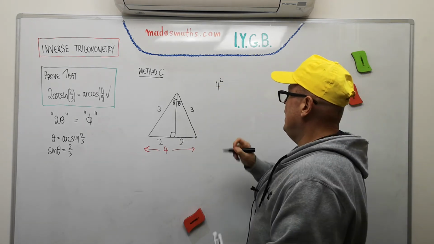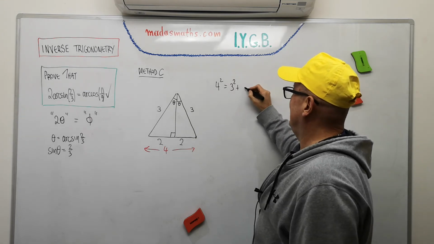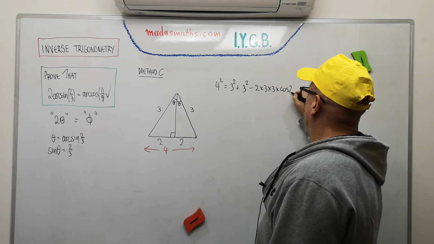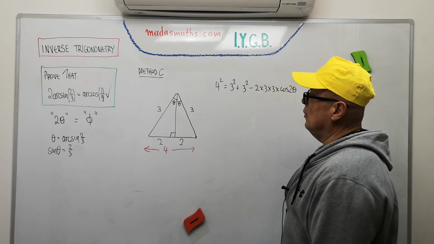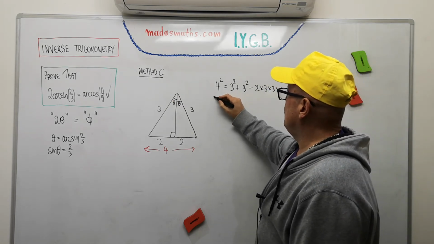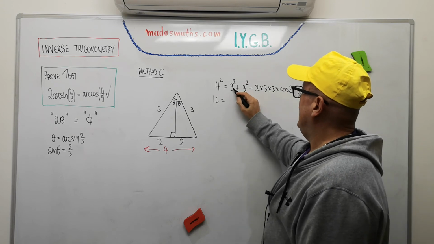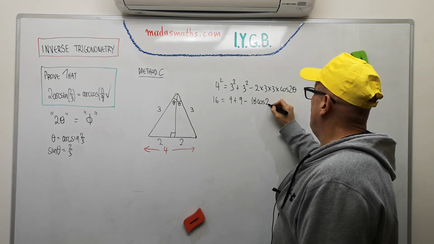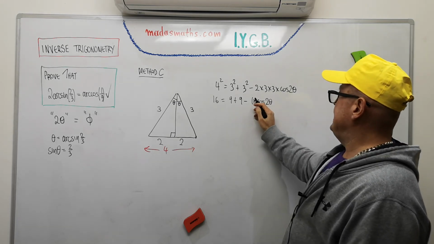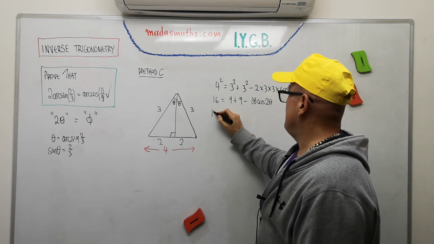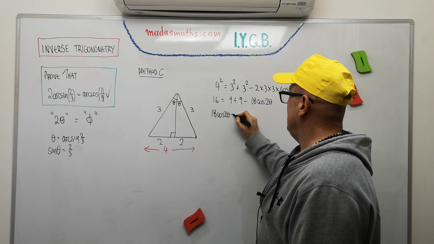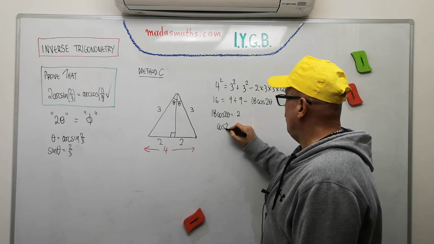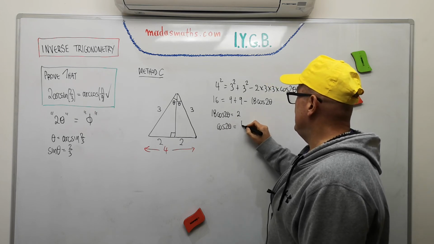Then by the cosine rule, I have 4 squared is equal to 3 squared plus 3 squared minus 2 times 3 times 3 times the cos of 2 theta there. All right, so what does that give me? It will give me, of course, 16 is equal to 9 plus 9 minus 18 lots of the cos of 2 theta. Move the 18 lots of cos 2 theta to the left, so it's going to be 18 cos of 2 theta is equal to 9 plus 9 is 18, take away 16 is equal to 2. The cos of 2 theta is equal to 1/9.